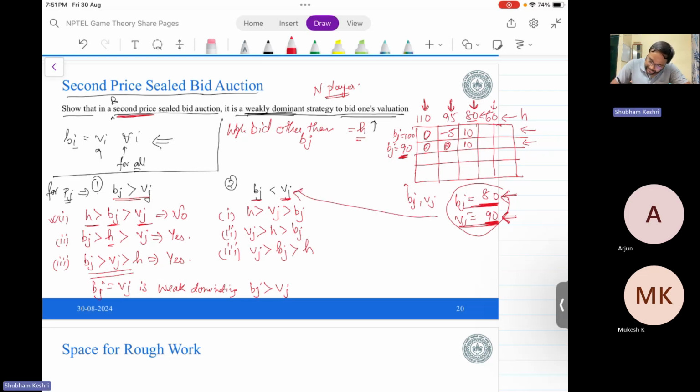Now we'll consider three cases: when h is 95, when h is 80, and when h is 60. Okay, these three cases we'll consider. All right.